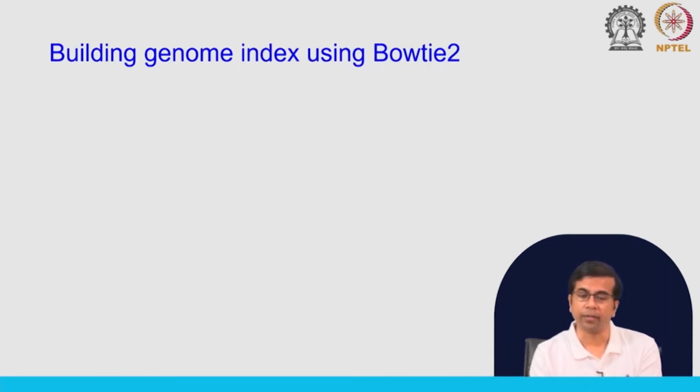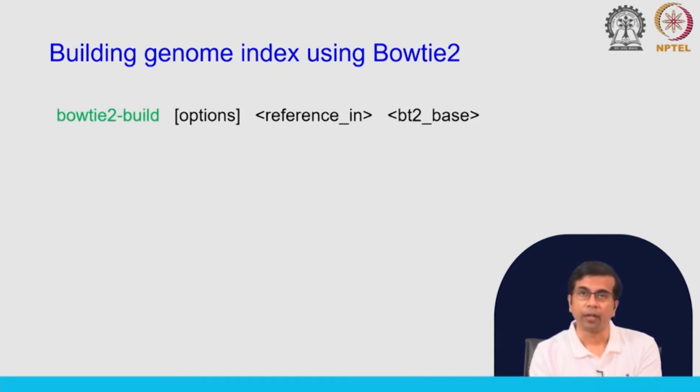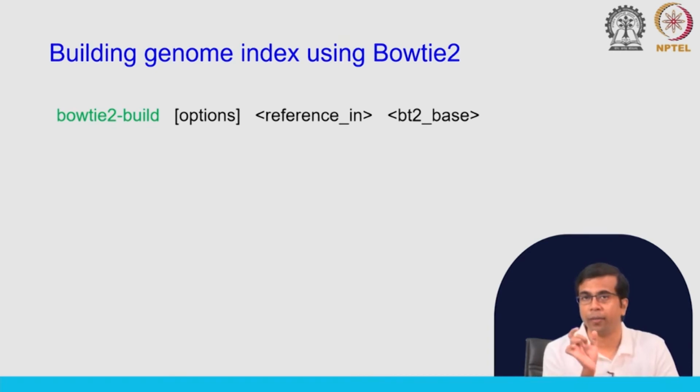So, the first step is building the genome index using Bowtie2. The command is bowtie2-build. This is a specific command to build these genome indexes. I am showing you how you should write this command, or how you should run this command in the terminal.